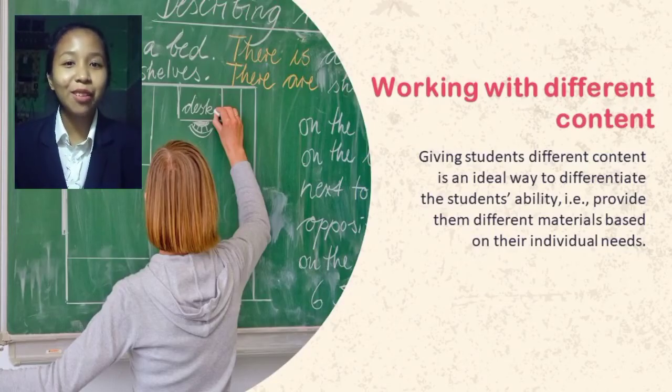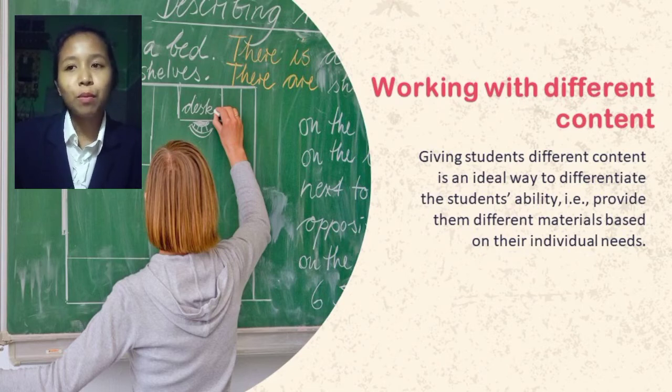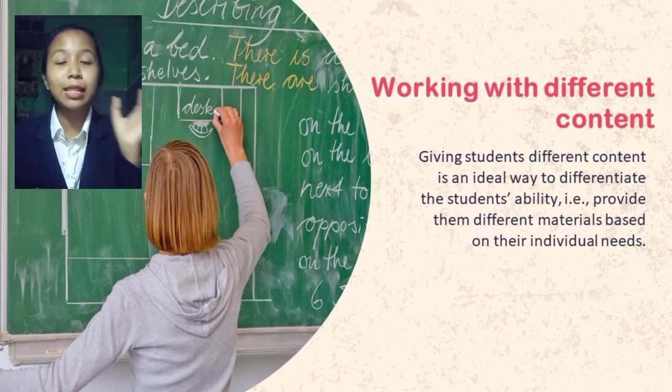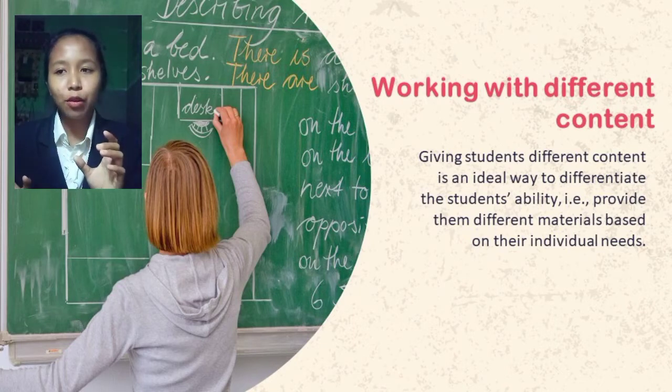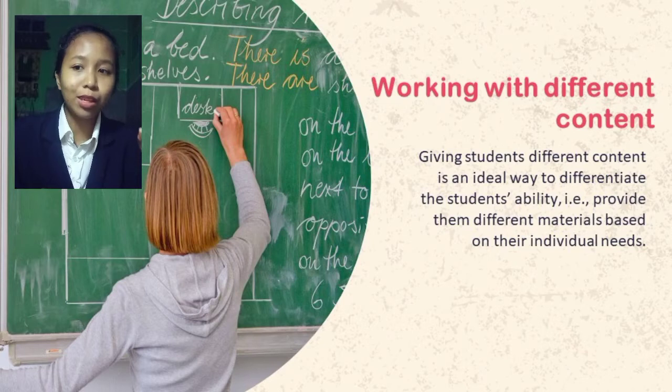Well, the first is working with different content. Giving students different content is an ideal way to differentiate for the students' abilities, that is, provide them different materials based on their individual needs. For example, we might give student A a text from an English language newspaper about a certain topic. Student B might be directed to a website on the same topic, but where the information is not so dense. And then student C might look at a simplified reader on the topic, and we might provide student D with a short text that we ourselves have written on the subject.